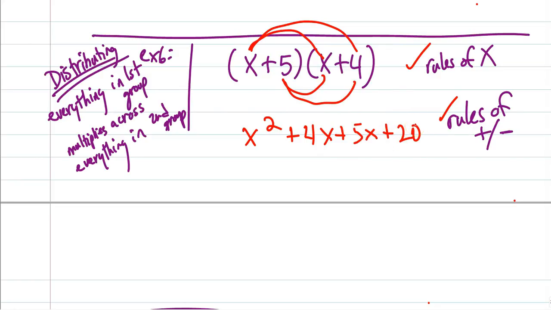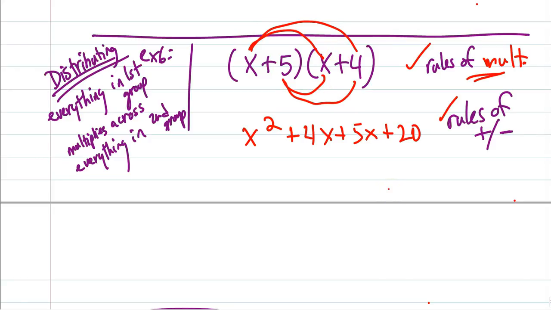Notice what we just did there, right? We applied the rules of multiplying. We are multiplying in this section here. So we're doing the rules of multiplying. Don't make this 5 and 4 into a 9. That's utter nonsense. We were multiplying there. Okay? We multiply everything in the first group across everything in the second.